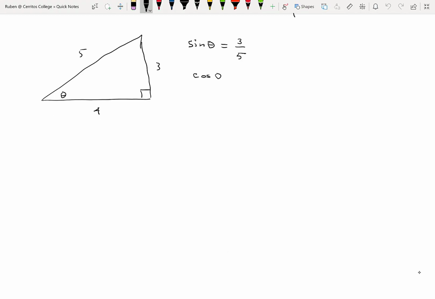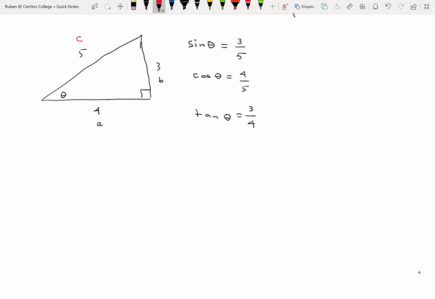The cosine of theta is a over c, which is 4 over 5. The tangent of theta is b over a, or 3 over 4. Just for your reference, I'm using a for 4, b for 3, and c for 5.